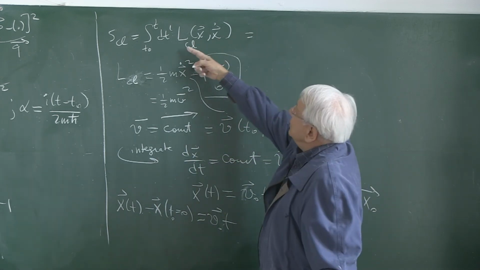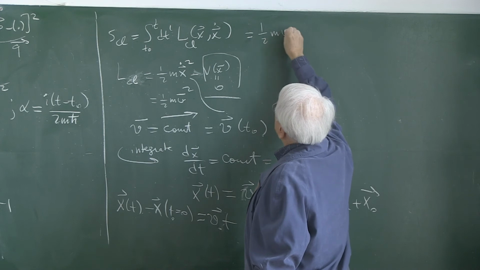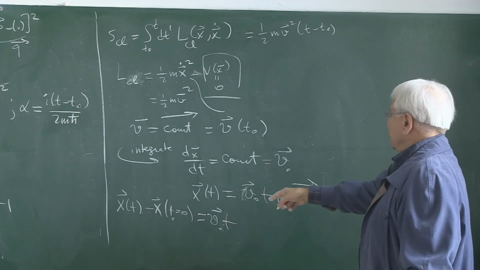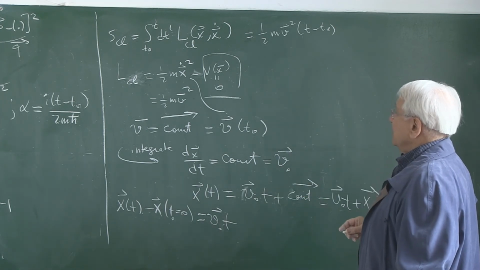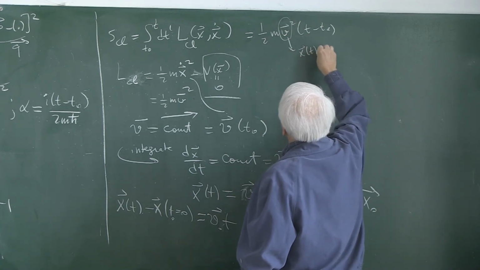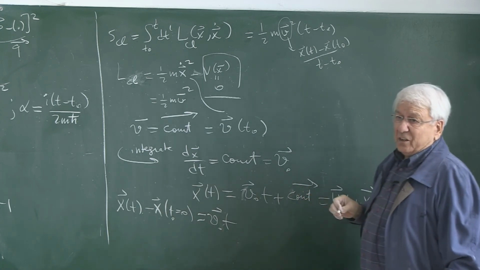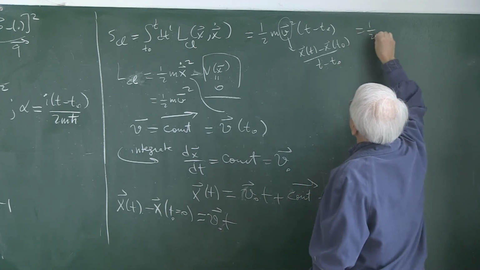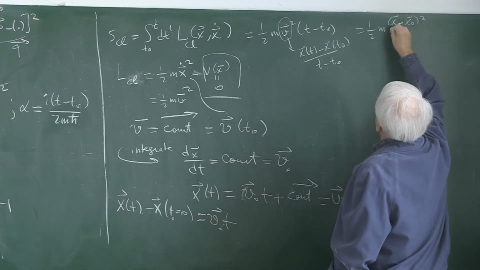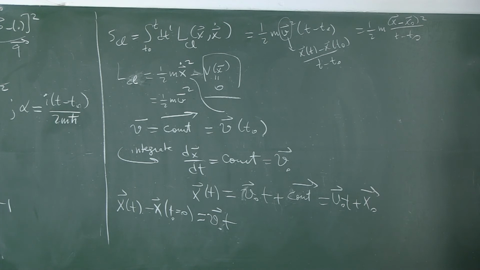This integral is done as 1/2 m v squared. It's a constant, you take it out: m v squared times (t minus t0). If you want, you can substitute v as (x(t) minus x(t0)) divided by (t minus t0), taking advantage of the constancy. So you have 1/2 m (x minus x0) squared divided by (t minus t0). Indeed, the first part is demonstrated.